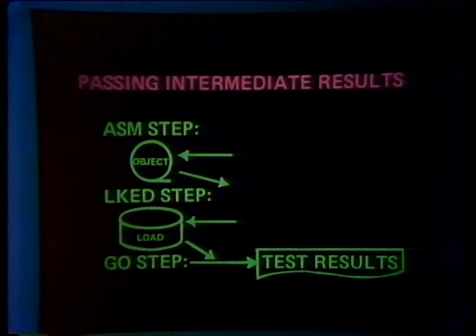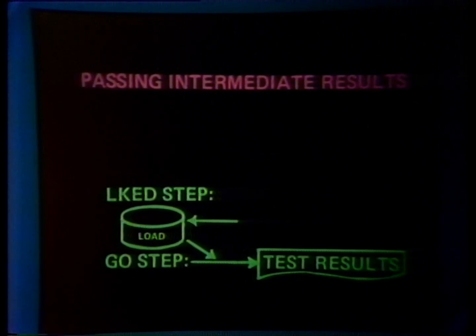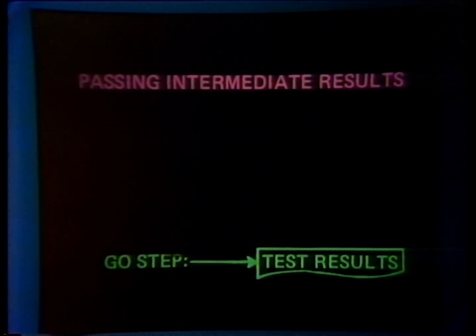The purpose of this data set is simply to hold the object module until it is used in the link edit step. Then it's scratched. The purpose of this data set is simply to hold the load module until it is loaded for execution by the go step. Then it is scratched. The output that we finally carry away from the job then is the test result.